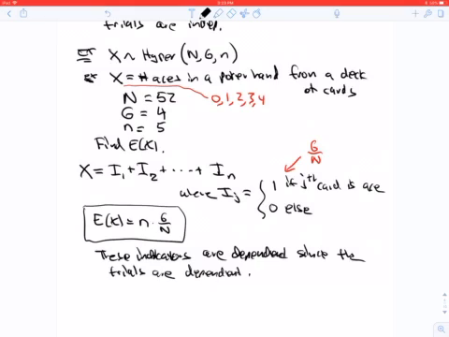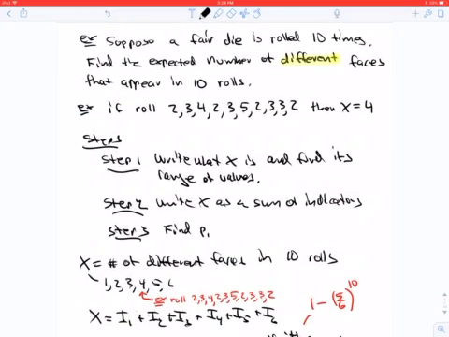Now the jth card being an ace is an unconditional probability. So the probability is g over N, and that's the same for any j. So the expectation of x then is n times g over N. Now the important subtlety here is that these indicators are dependent on one another because we're drawing from this deck without replacement. However, the probability that they're 1 is an unconditional probability that doesn't depend on any of the other cards.